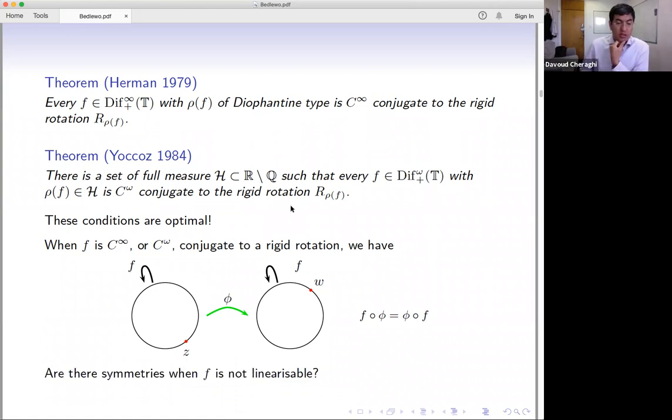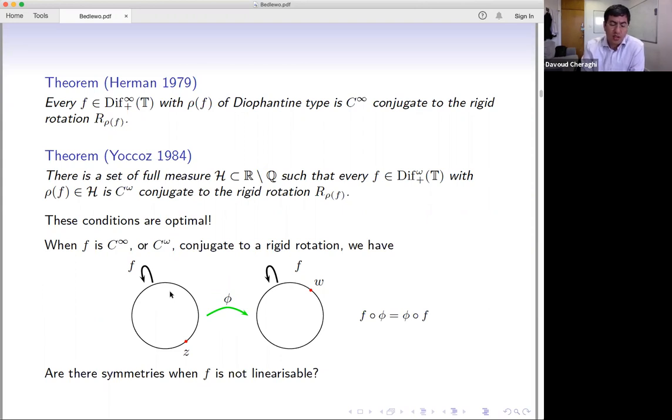Yes. So this of course happens when the map is conjugate to the rotation. What if the map is not linearizable? If the map is not linearizable, if I take two arbitrary points Z and W, do they still generate the same orbits, up to C infinity or an analytic map?